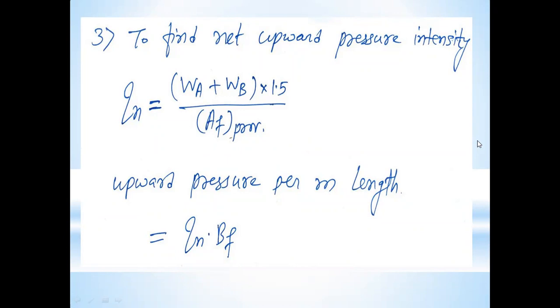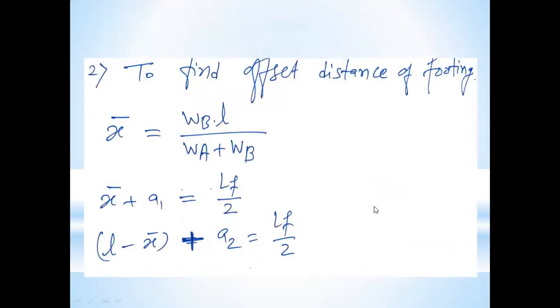We assume the factor of safety as 1.5. So the net bearing capacity is equal to (WA plus WB) into 1.5, that is the factor of safety, divided by the cross section area, that is AF. From that we directly get the upward pressure on the length. Okay, you have not written these step number 2 and 3, so all of you write down step number 2 and 3. We'll move towards the next step.